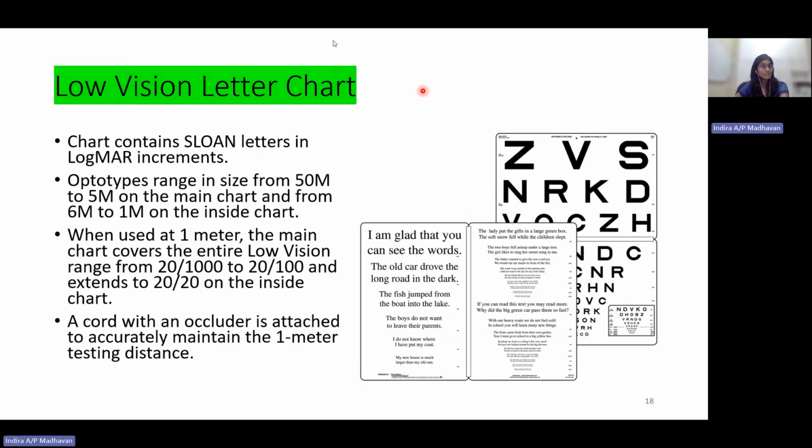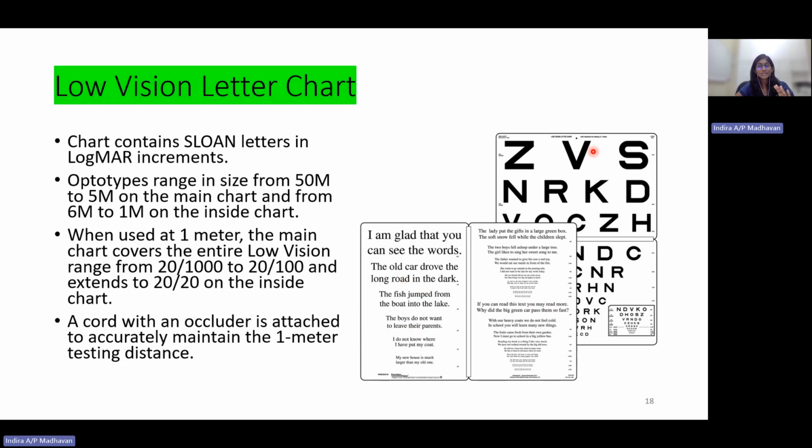And we also have the low vision letter chart, similar to the low vision numbers chart, the 1 meter chart. Similarly, we have it in alphabets also. That one is in numbers, this one is in letters. So the chart contains Sloan letters in LogMAR increments. So these are the Sloan letters. They are two-sided. One side is for distance, another side is for near.